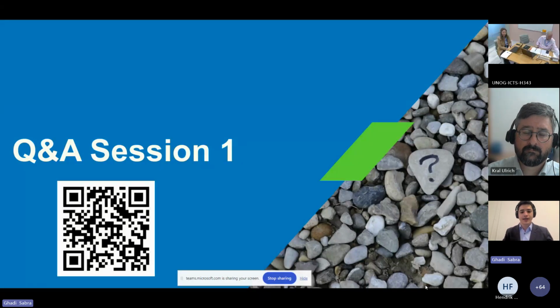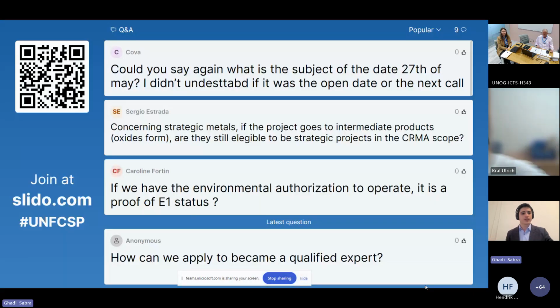Here's the QR code. It will still be available even afterwards. So it's here on the top left side of the screen. You can scan and ask any questions you have. So for the first one, I will go ahead and read.